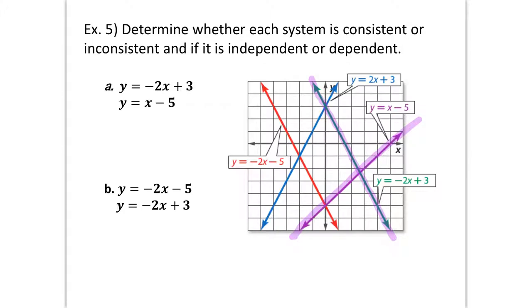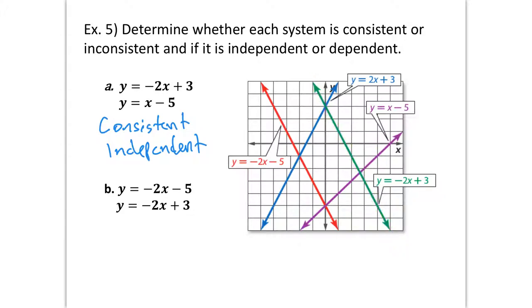So that's what we write down. And let me change colors here. I'm going to use blue: consistent, independent. We're not looking for the actual solution. The solution is the point where they are intersecting, but they're not asking for the x and the y. We just want to know the type of system that we have.